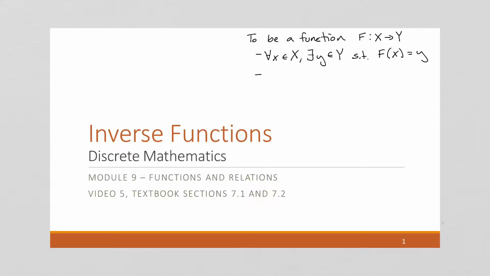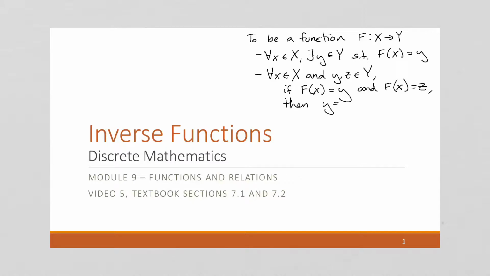And the second required rule for a function is that for all x in X and y and z in capital Y, if f of x equals y and f of x equals z, then y must equal z. Right? So these are required.